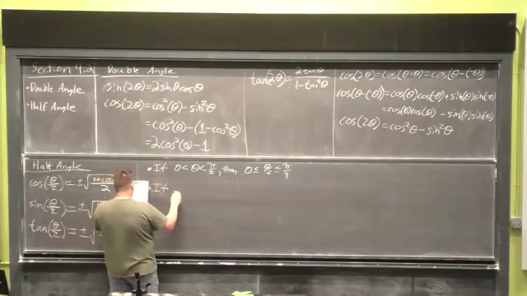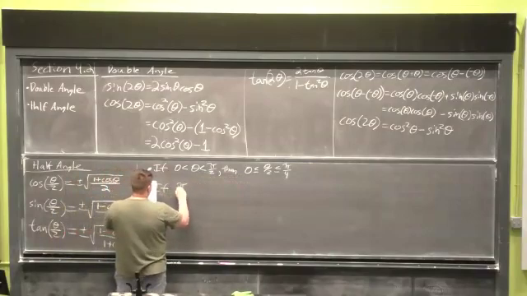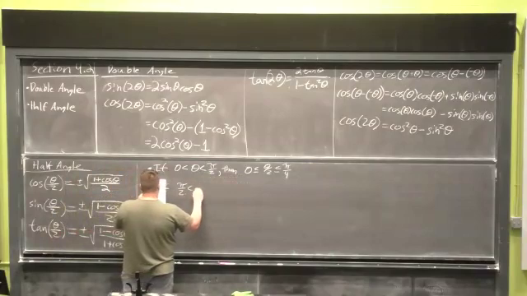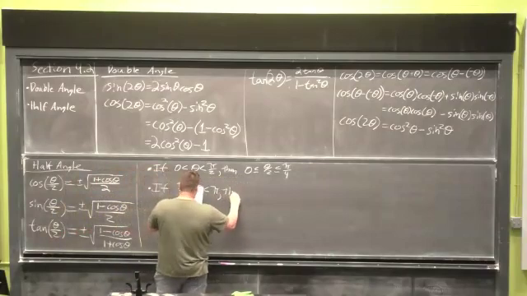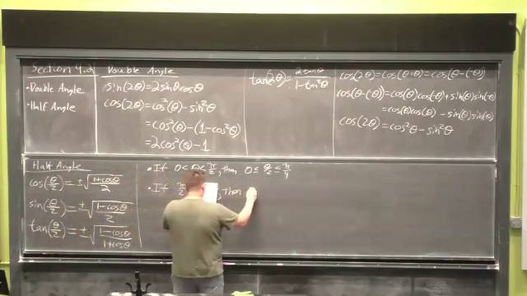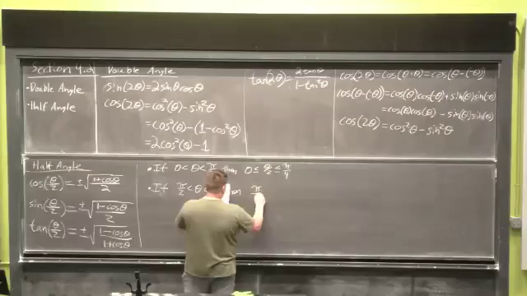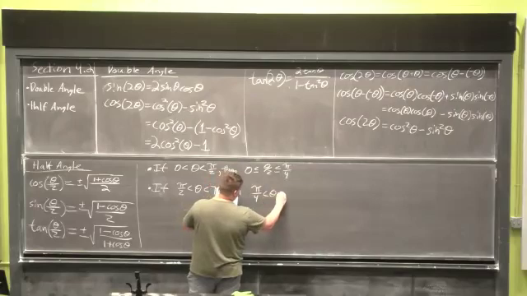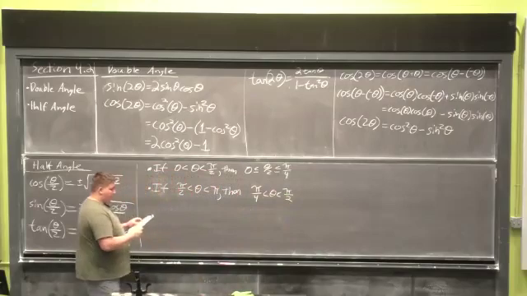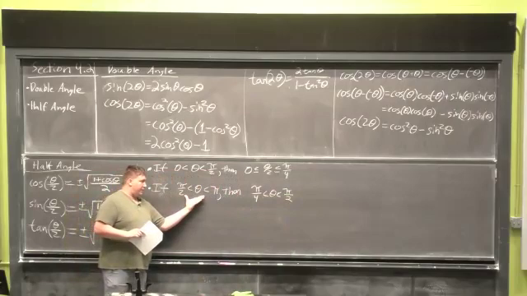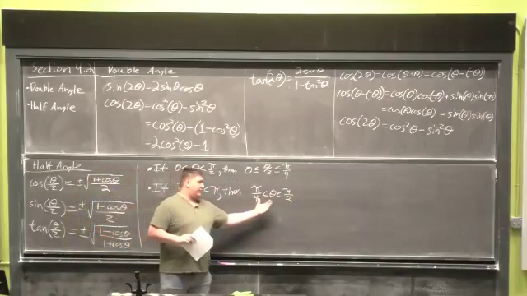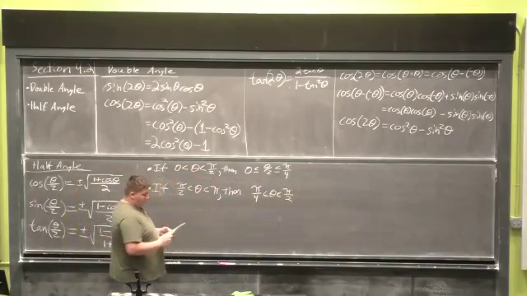If theta is between pi over 2 and pi, then theta over 2 is somewhere between pi over 4 and pi over 2. So what this means is that this is in quadrant 2, and when I take the half angle, my theta is now in quadrant 1.